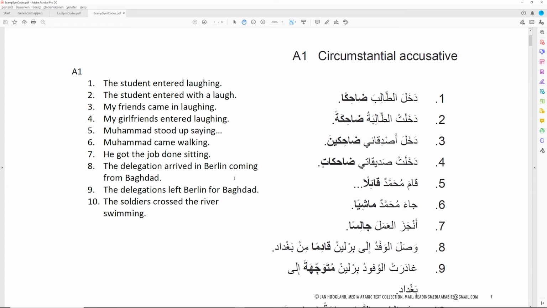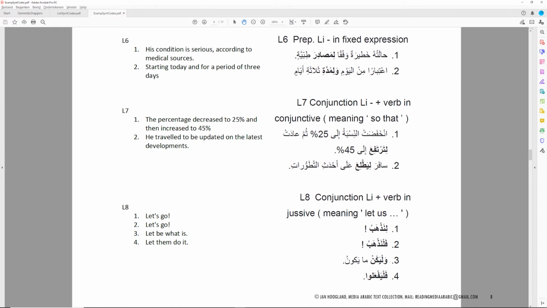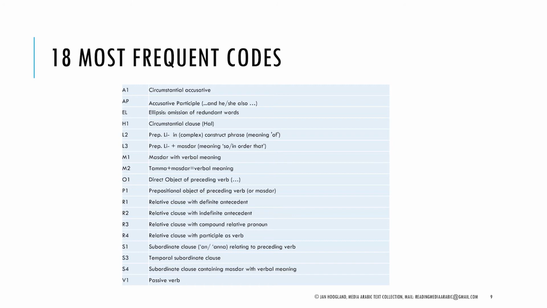This is one page, and I'll show you another page of a document showing examples. So here in this document, we have code A1, which is a circumstantial accusative, and there are 10 sentences showing you how this circumstantial accusative is used in Arabic. دخل الطالب ضاحكا is the first example of A1. And this is another page of the document with the examples. Here you have the already mentioned codes for li or la, L6, L7, L8, and there even is a L9. Here's another example. This is a list of these 18 most frequent codes.